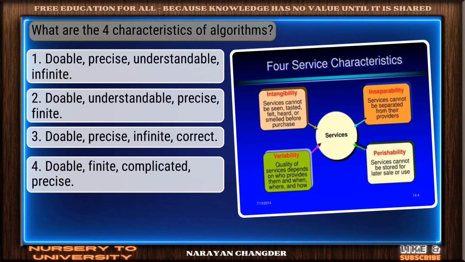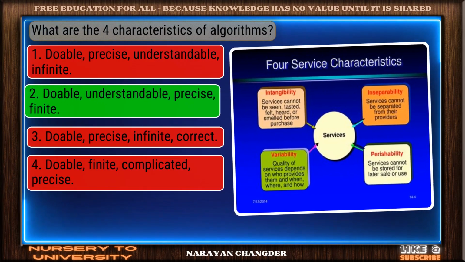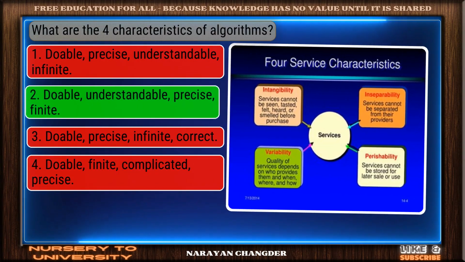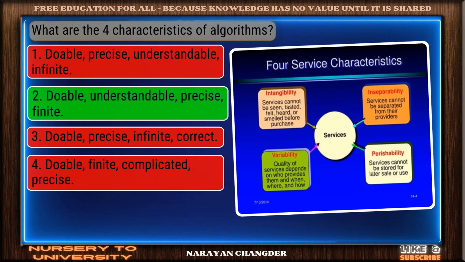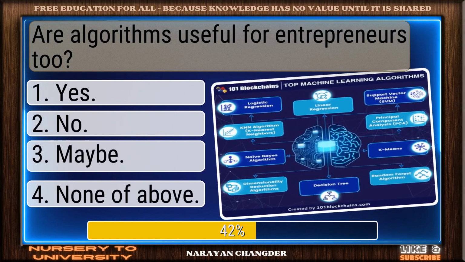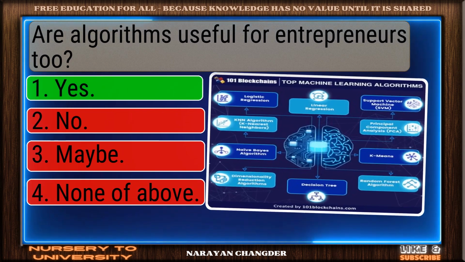What are the 4 characteristics of algorithms? Well done. Doable, understandable, precise, finite is the right choice. Are algorithms useful for entrepreneurs too? Good thinking. Yes is the right answer.